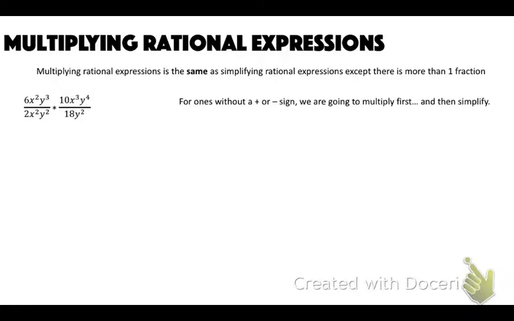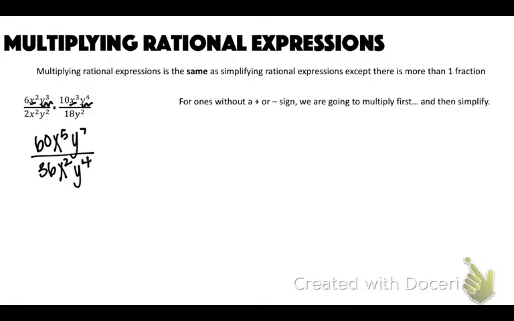If there's no pluses or minuses, we're going to multiply this first and then simplify. So there's no addition or subtraction signs here, so let's just multiply everything together. 6 times 10 is 60. X squared times x cubed is x to the 5th. And then y cubed and y to the 4th is y to the 7th. And then 2 times 18 is 36. X squared, y squared times y squared is y to the 4th.